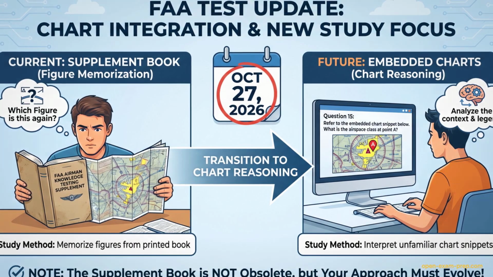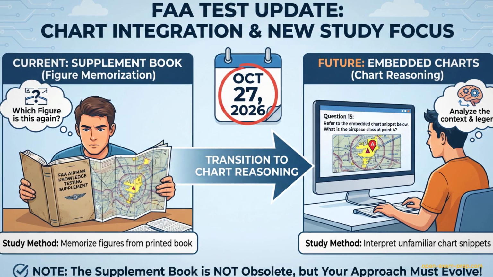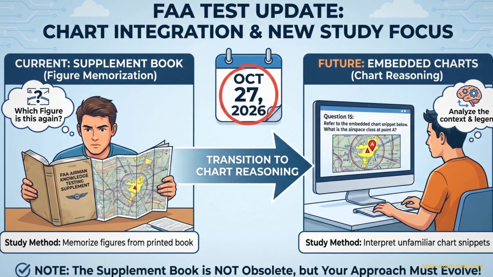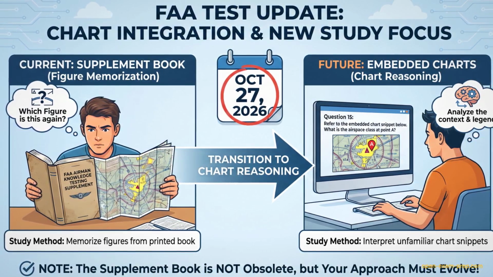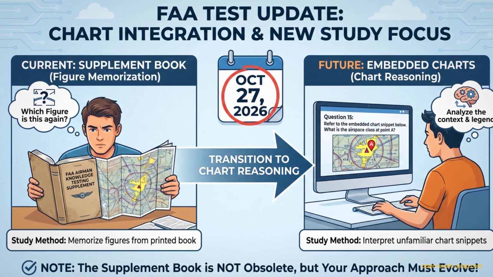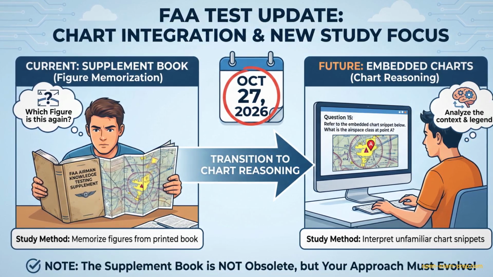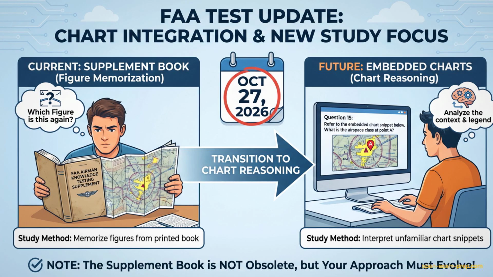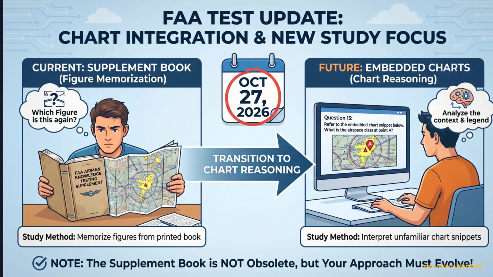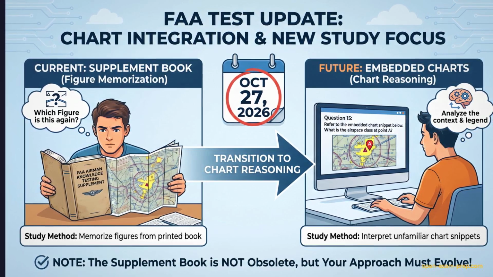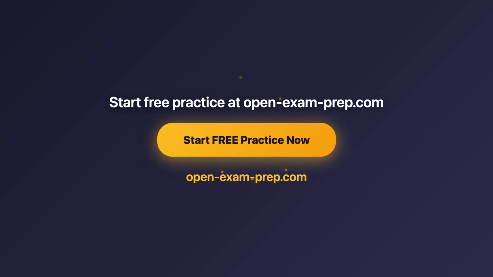Starting October 27, 2026, the FAA is changing how it tests these skills. The Part 107 exam will include some questions with embedded sectional chart images that are not in the printed testing supplement. This means you can't just memorize the figures in the supplement book. Your study method must shift from pure memorization to practical chart reading skills. You need to be able to look at any chart snippet and correctly identify the airspace, its boundaries, and the authorization requirements it implies. Putting these pieces together is the key to passing your exam.